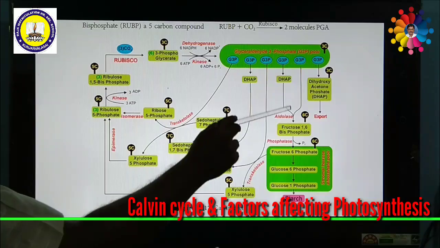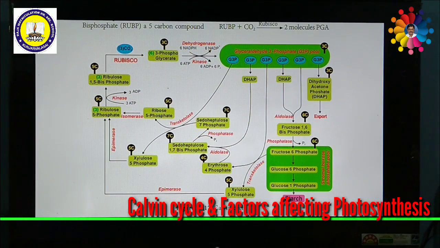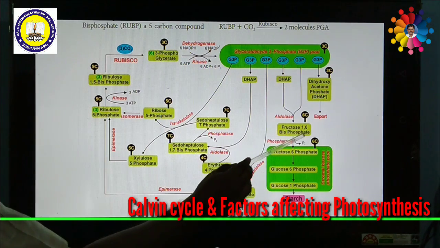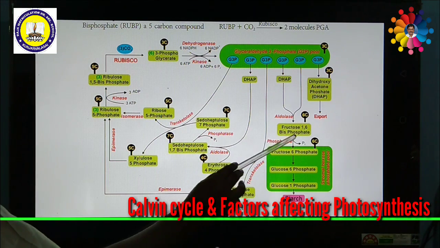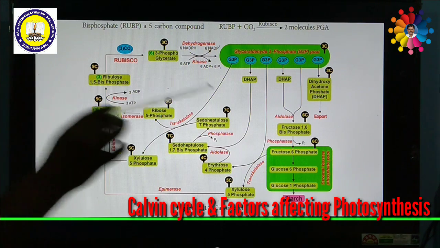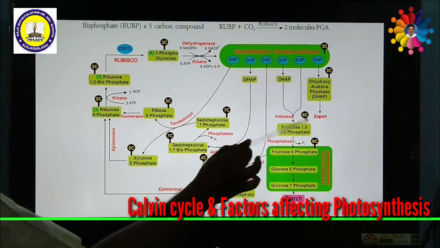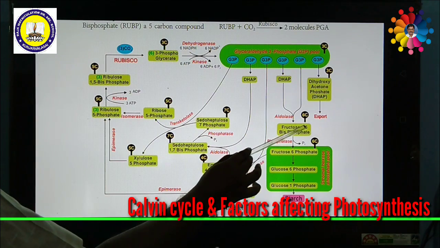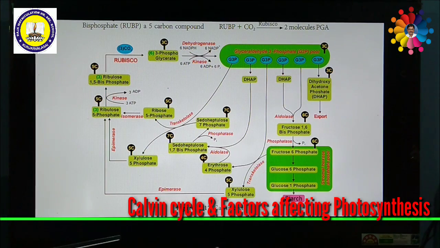So two 3-carbon compounds combine together to form a 6-carbon compound called fructose 1,6-bisphosphate. Bisphosphate means 2 phosphates. One phosphate is attached at the first position, the second phosphate is attached at the 6th position of the 6-carbon. So this is called fructose 1,6-bisphosphate. Out of this fructose 1,6-bisphosphate, the phosphate at the first position is dephosphorylated with the help of an enzyme called phosphatase. Then it forms fructose 6-phosphate.